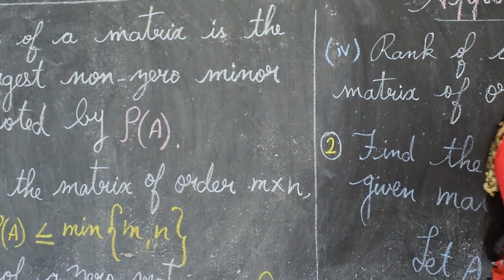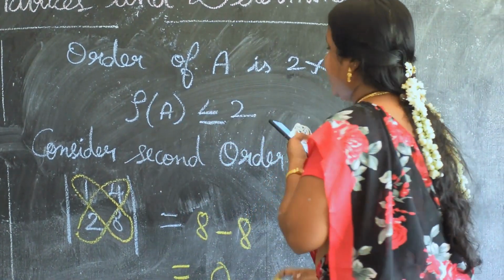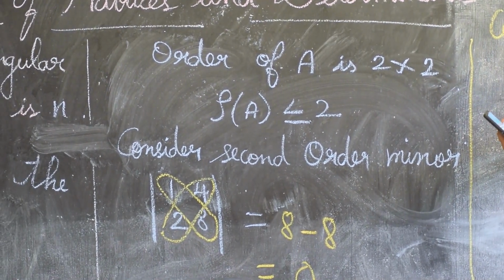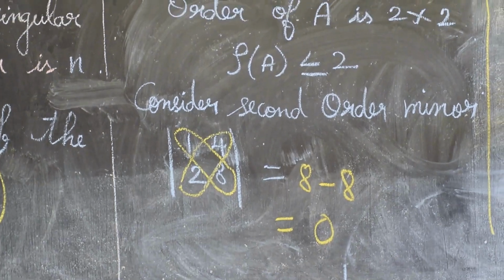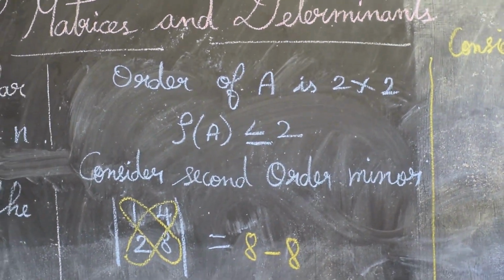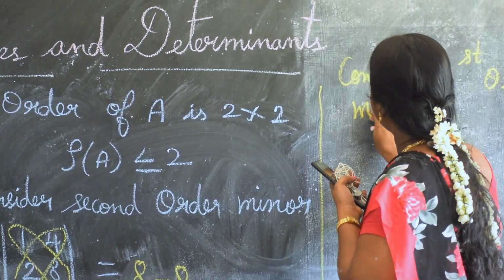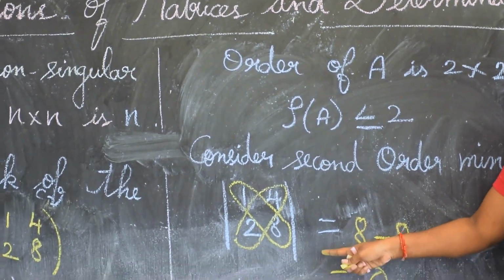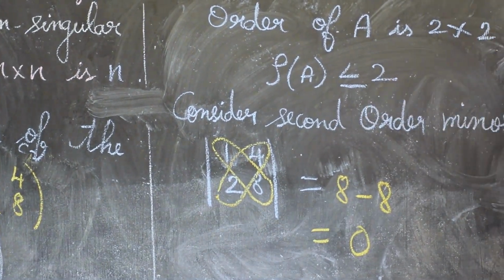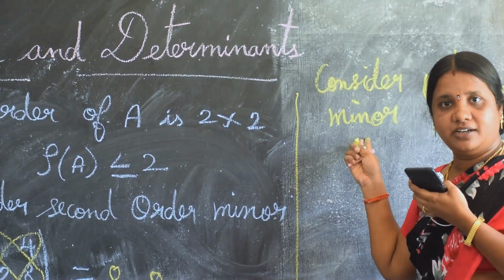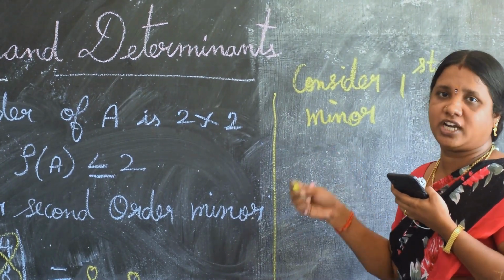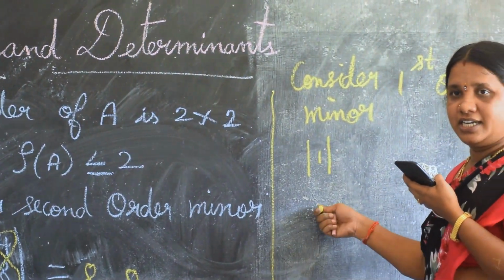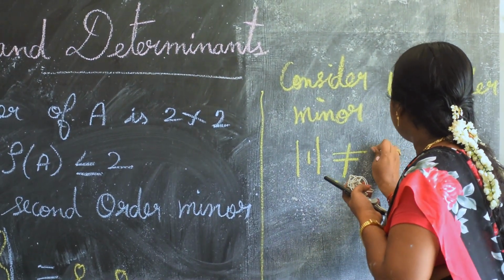So again you have to consider next order. After second order you have to consider first order minor. Second order minor means your determinant has to contain only 2 rows and 2 columns. Your first order minor means your determinant value should be only in 1 row and 1 column. That means you can take any one of the element. Here 1. This is the determinant. It is not equal to 0.